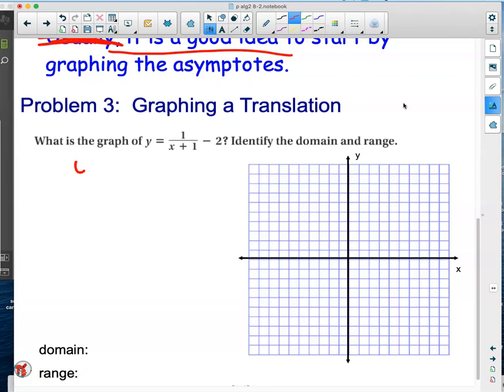Alrighty, so here it is. And there's the general form so we don't miss something. Always a good idea to write down the general form so that you know, hey, this is different. Well, the first thing we want to do are asymptotes.